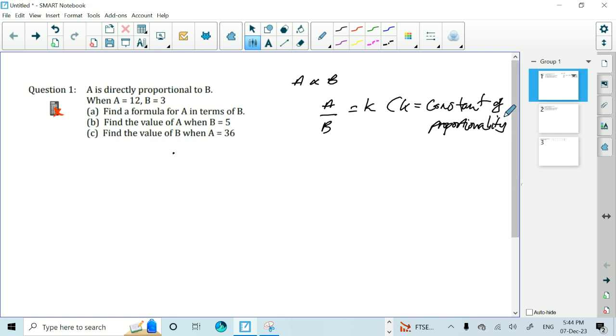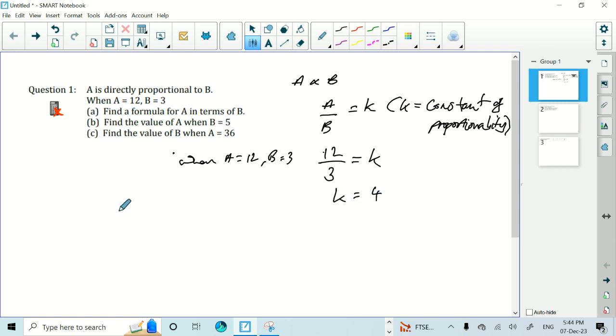And we always need to find K. So A divided by B is equal to K. Now, once we know that, we can substitute our values in. So when A is equal to 12, B is equal to 3, we have 12 over 3, which is equal to K, which means that K is equal to 4.